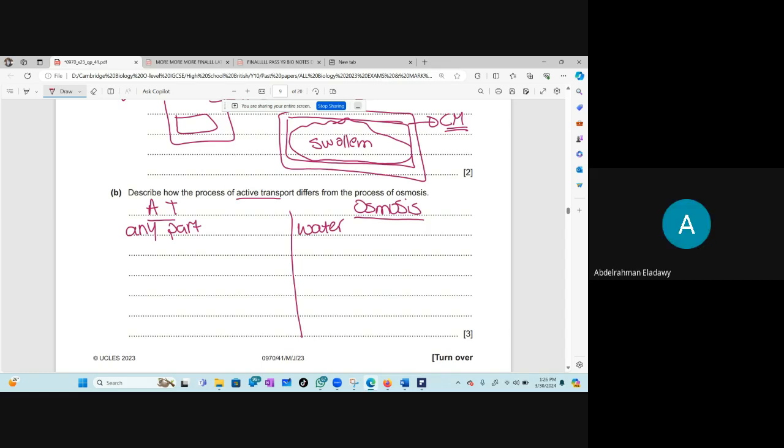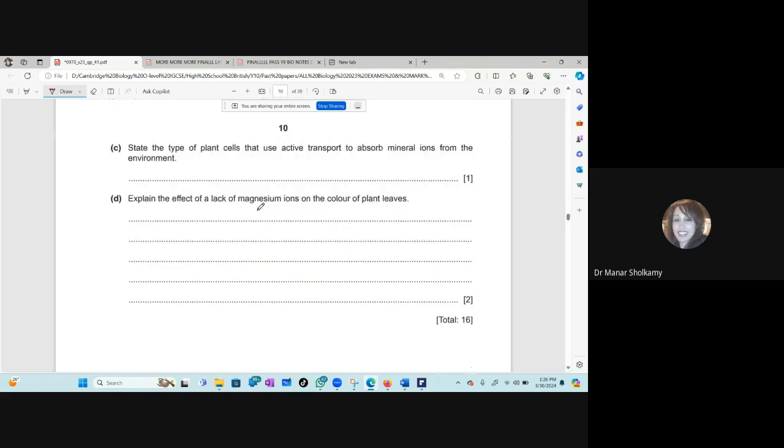Active transport happens from low to high concentration, while osmosis happens from high to low. Osmosis has another difference. Active transport needs a semi-permeable membrane, but osmosis also needs a semi-permeable membrane, so this is not the difference. Active transport needs carrier proteins and needs energy from respiration. Very good. Osmosis does not need carrier proteins and does not need energy.